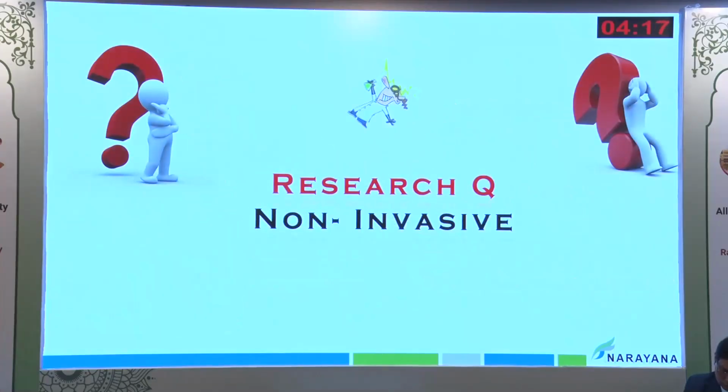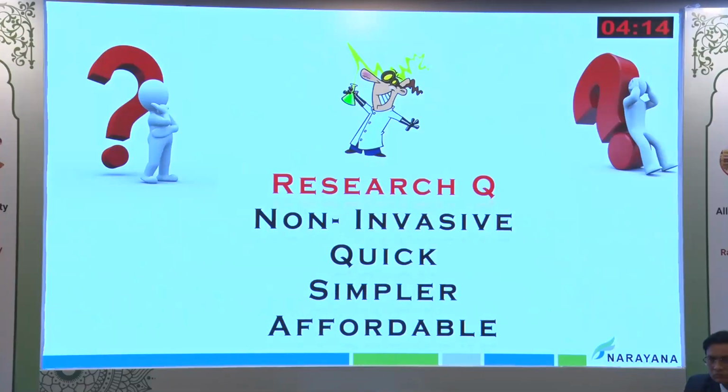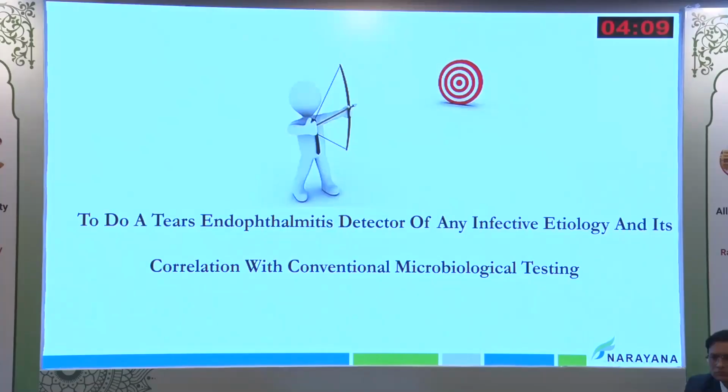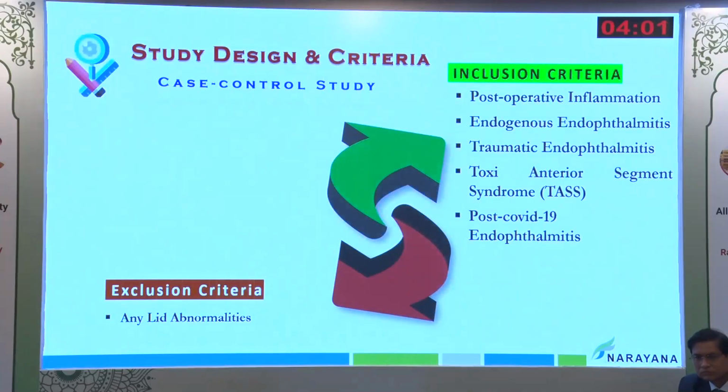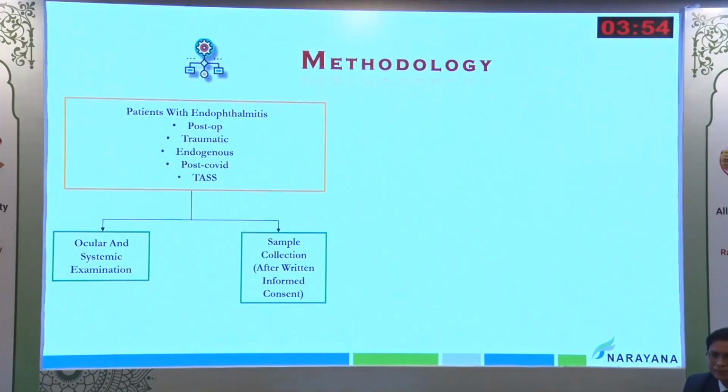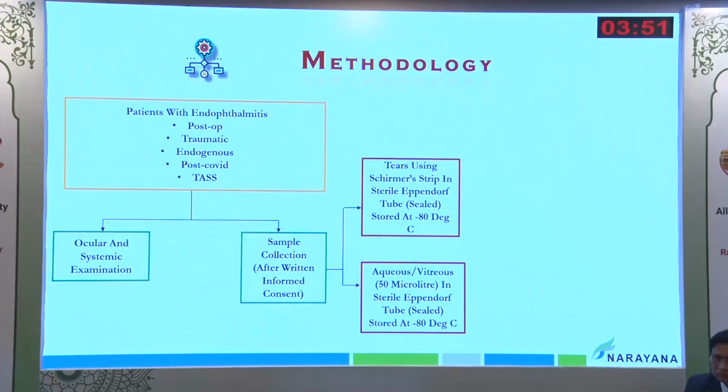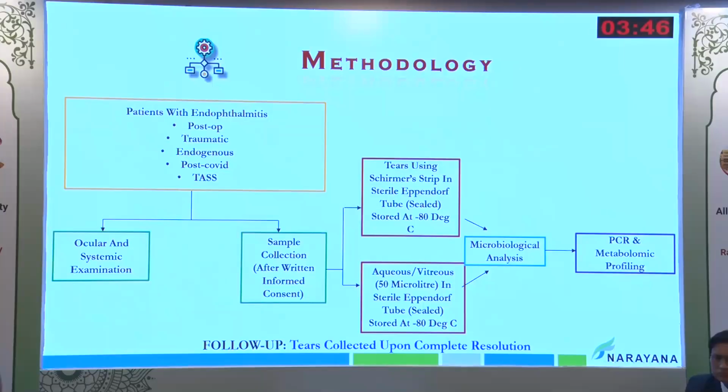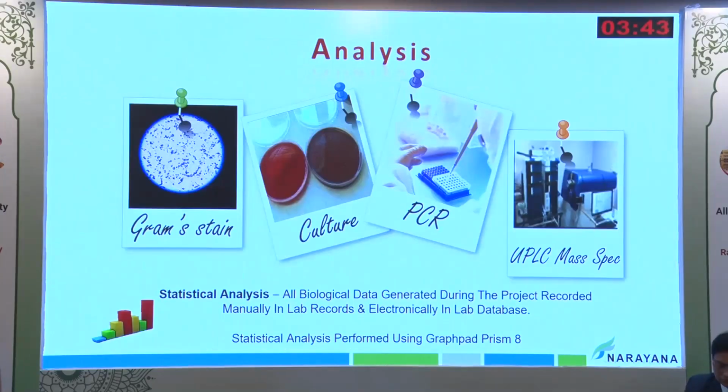So the research question is, can we actually do a non-invasive, quick, simpler, more affordable test? To do this, we looked at tear biomarkers to predict which type of infection is going on in endophthalmitis. So these were the inclusion and exclusion criteria. We excluded any kind of lid abnormality, and we did a detailed ocular and systemic examination. Samples were collected of the tears, aqueous and vitreous, and microbiological analysis and metabolic profiling were also done. Basically, we did gram stain, culture, PCR, and mass spec.